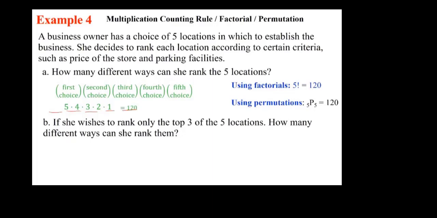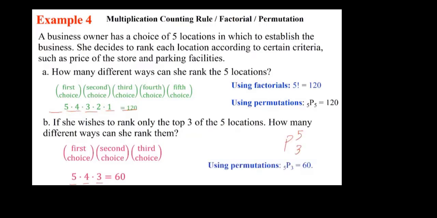The second one, we only want 3 of it. So again, we have a choice. We can say, okay, we want 3 of it. And so we go 5, 4, 3, and that's it. Or you can use permutation, 5 choose 3. Sometimes this notation is used. Both of them mean the same thing. They end up giving us the number 60 as the answer. So we want to choose 3 out of 5.